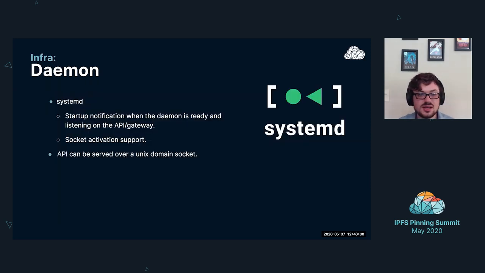Finally, we made some improvements to the daemon. One, embedded systemd support. We now support the systemd notification API and socket activation. This is useful if you're trying to start IPFS automatically or order dependencies. And we made it so that you can serve the API over a domain socket for improved security.